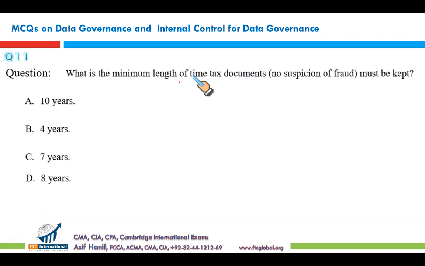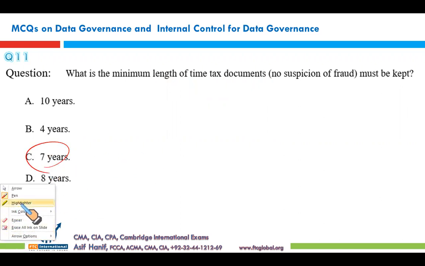Next, what is the minimum length of time text documents must be kept? In the US, under US laws, what would be the minimum length of time for which the text documents must be kept? 7 years, absolutely right. But this is a very important point to note here.